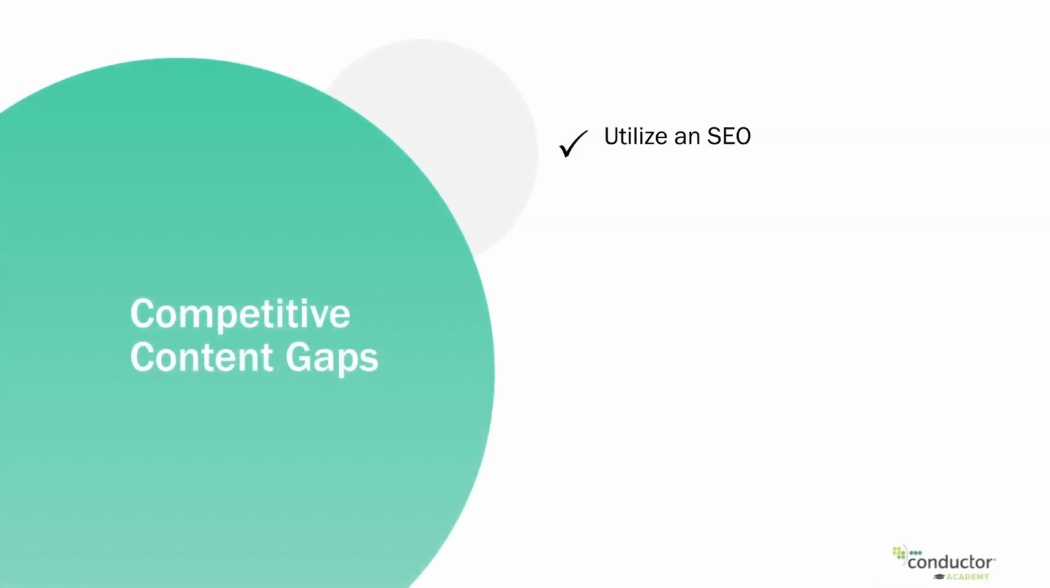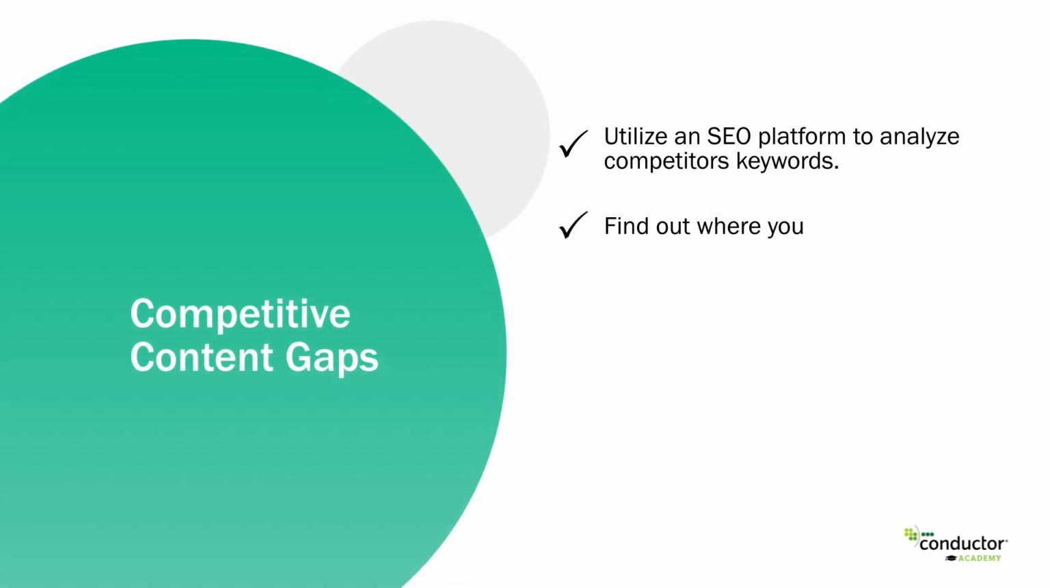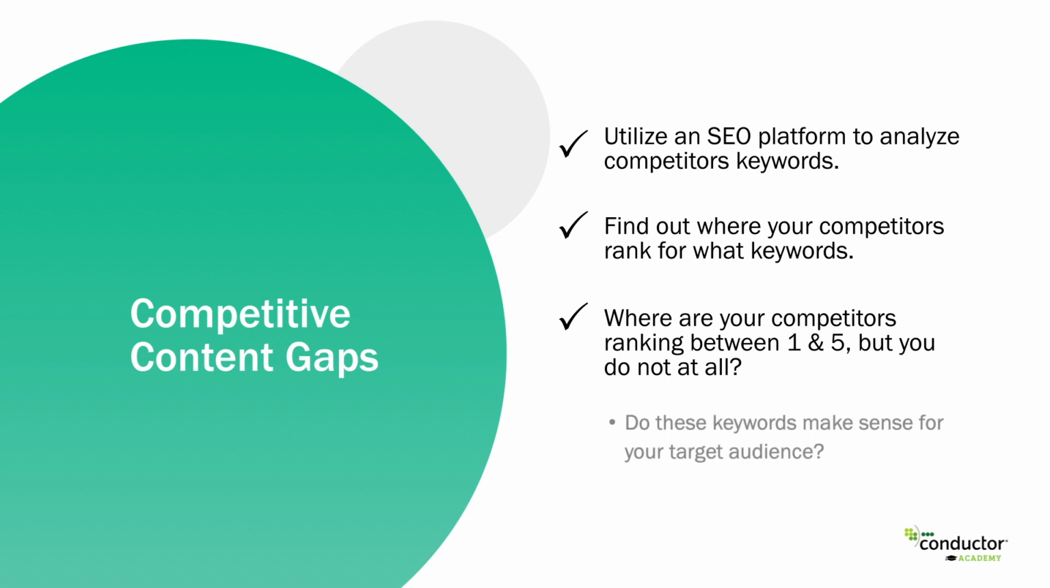Here, your biggest opportunities are often for net new content. Look at keywords that your competitors are ranking between 1 and 5, but you do not rank at all for. Think again about whether or not these keywords make sense for your target audience, and create a list of keyword targets accordingly. Now you have a list of keywords to target for net new content and for optimization of existing content.